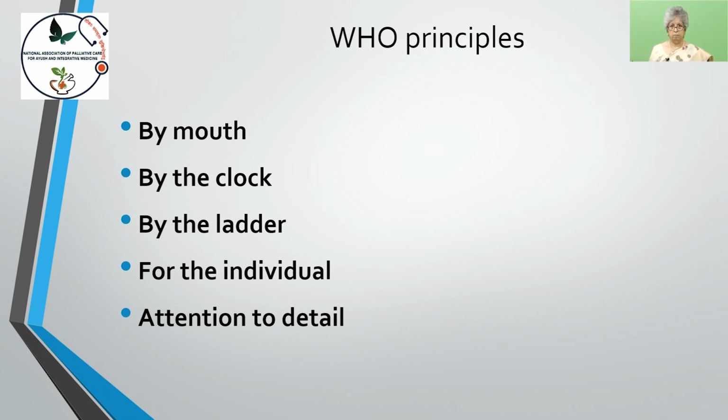By the ladder, step 1 is for mild pain, step 2 drugs for moderate pain and step 3 drugs for severe pain. For the individual, you have to individualize the treatment. Some cancer patients may not feel severe pain, so you need not give morphine, but a few cancer patients may feel severe pain even if their disease is in stage 1 or not much spread. So, as per individual requirement, you have to choose the drug and its dosage.